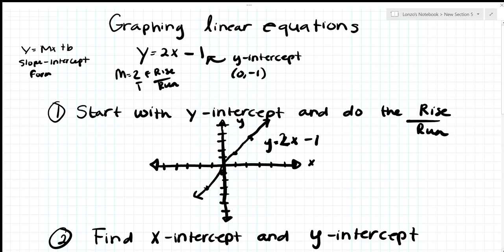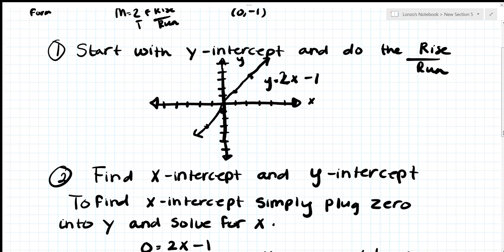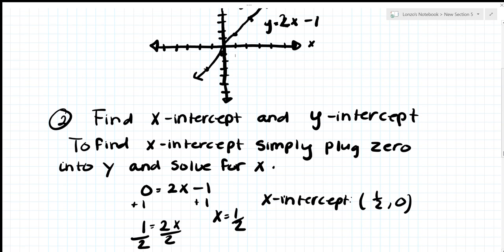The second way to graph a linear function is that you pretty much need 2 points. So you can find the x-intercept and the y-intercept, right? To find the x-intercept, you simply plug 0 into y and solve for x. Remember our original equation was y equals 2x minus 1. So plug in 0 for y: 0 equals 2x minus 1, and then you solve for x, so I add 1 to both sides.